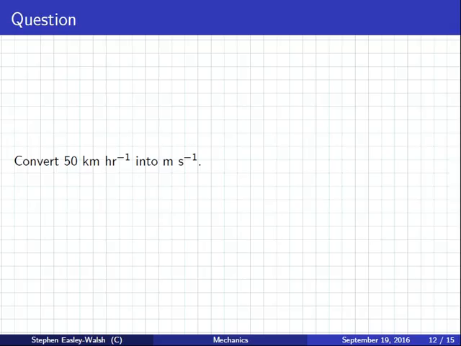Okay, so this is a simple example to show you the steps on how to convert. So we'll do this one, if you can write it down. It's convert 50 kilometers per hour into meters per second.